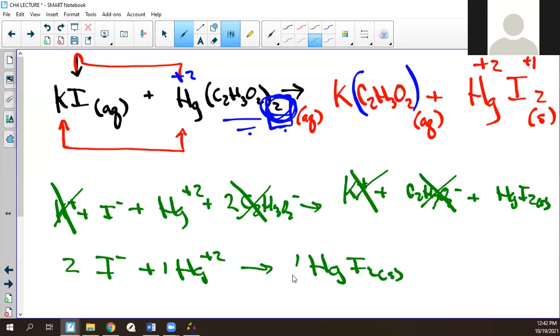So I could balance all that at the start and carry it through. That's the perfect way to do it. Or I can balance the net ionic, which is less perfect, but still the right answer.